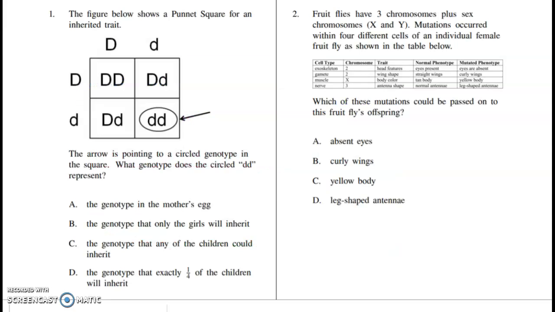Okay, number 1 says the figure below shows a Punnett square for an inherited trait. We crossed the homozygous parent here with the heterozygous parent here, big D, little d. We got big D, big D, 2 big D, little d's, and a little d, little d. The arrow is pointing to a circled genotype in the square. What genotype does the circled little d represent? Okay. Don't let this one trick you.